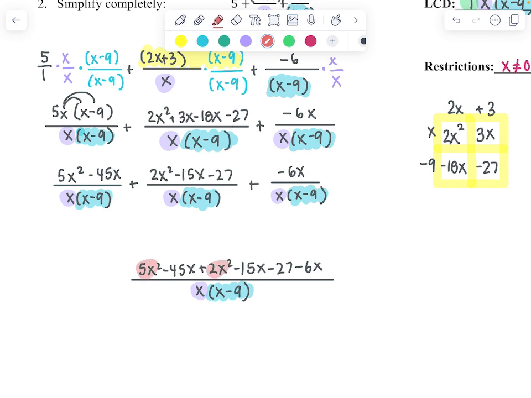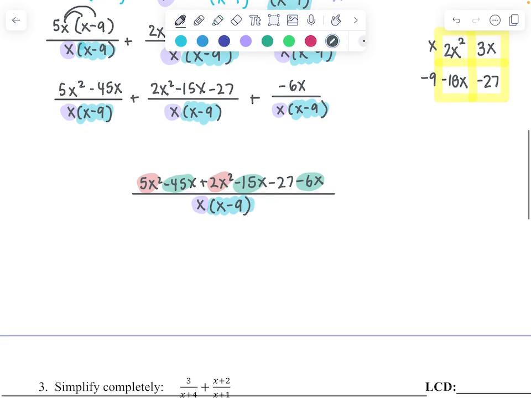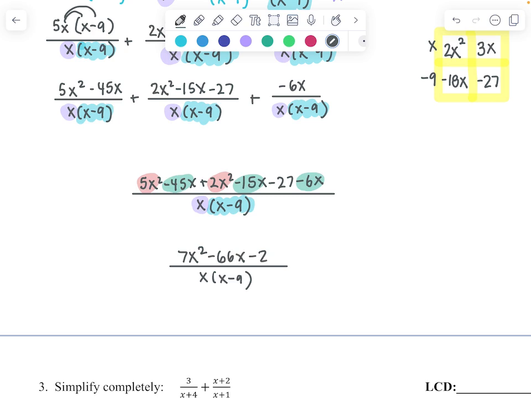So 5x squared with 2x squared, negative 45x, negative 15x, and negative 6x. And then notice that negative 27 didn't have any like terms. That's okay. It'll stay as is. So this becomes 7x squared. And then we'll do negative 45 minus 15 minus 6, which gives us negative 66x minus 27. And that is our final answer there.